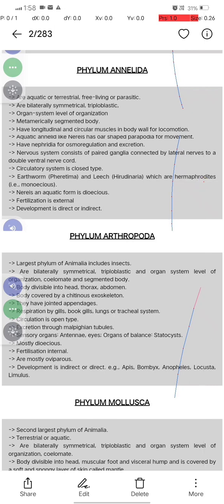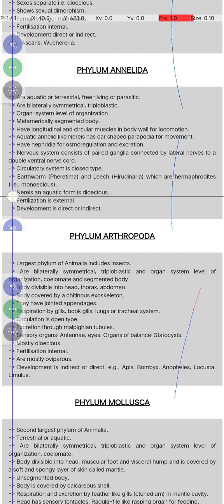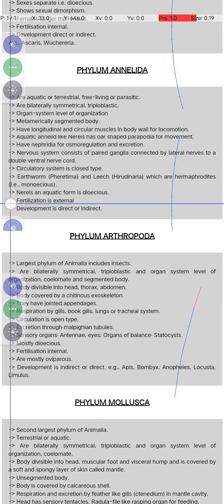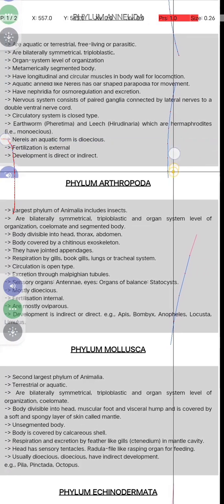Examples: earthworm, Pheretima, leech, and Hirudinaria, which are hermaphrodite, that is monoecious. Nereis, an aquatic form, is dioecious, and the fertilization is external and the development is direct or indirect.